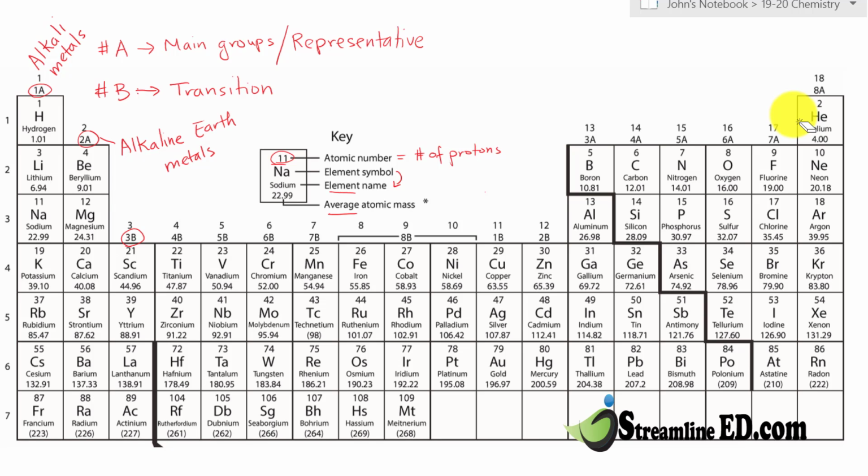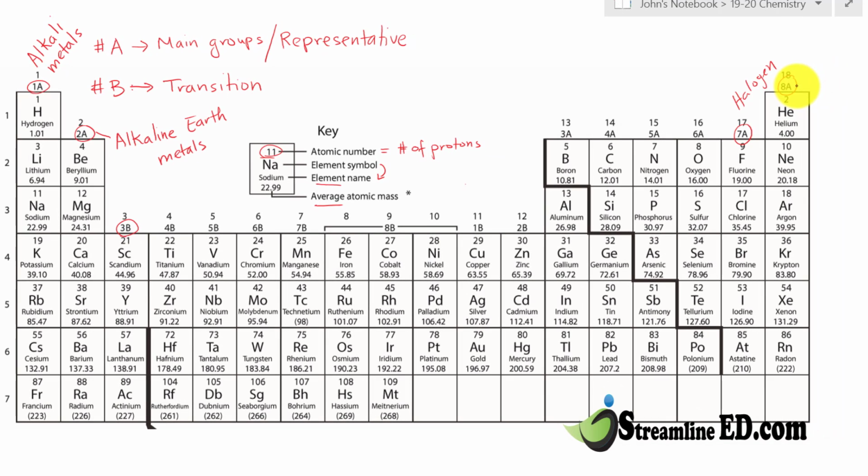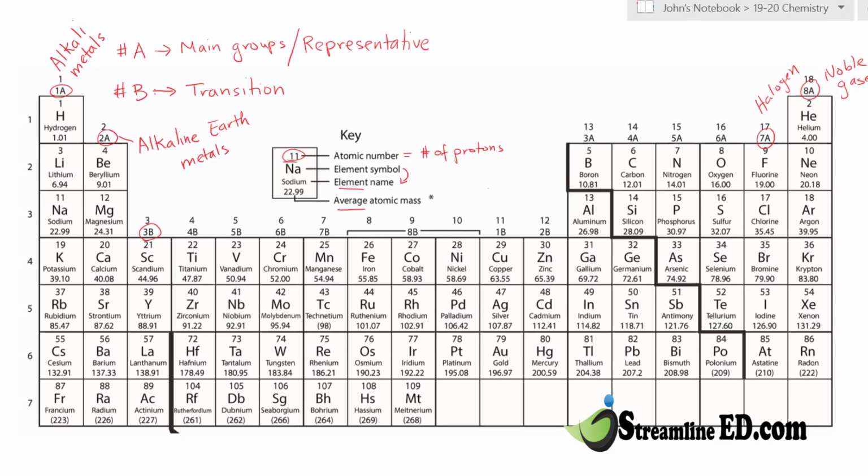Then going all the way to 7A, we have another important main group that has unique chemical properties, and the main group 7A is known as the halogens. And lastly, we have group 8A. This is considered as the noble gases. And notice how we did not go over the names of group 3A, 4A, 5A, 6A, because in chemistry, we mainly focus on the alkali, alkaline earth, halogens, and noble gases.